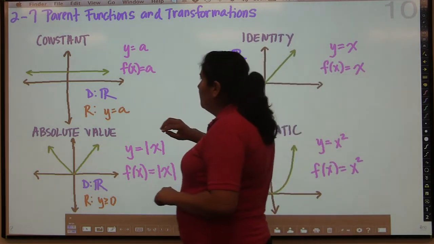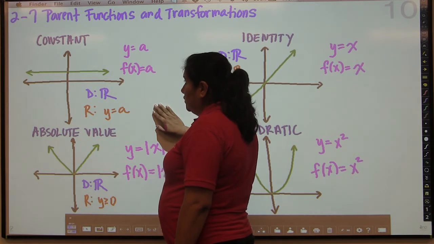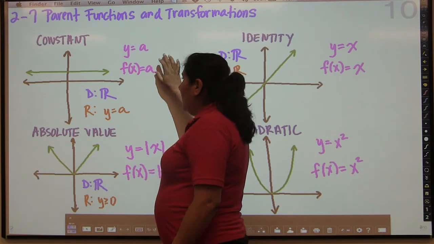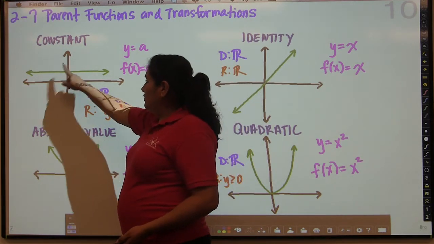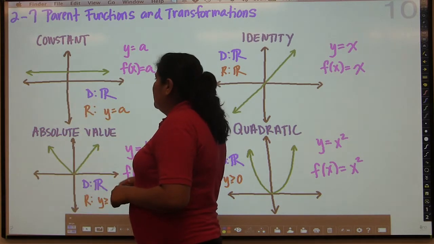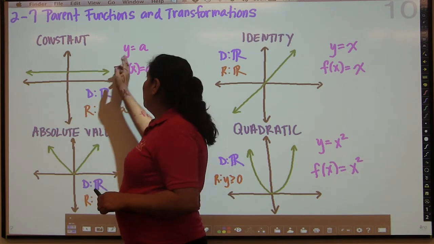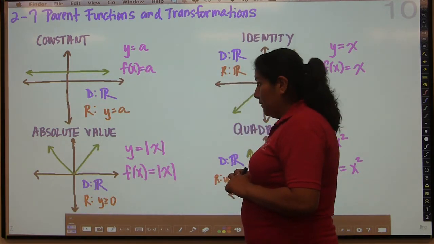Anywho, the equation of a constant function will always be y equals a, or f of x equals a. A is just there to represent some number. We don't know what this number is because there's no scale here. But let's say that was a 1, then it would be y equals 1. If that was a 5, then it would be y equals 5. Or it could be f of x equals 5. But it's always going to equal a number.